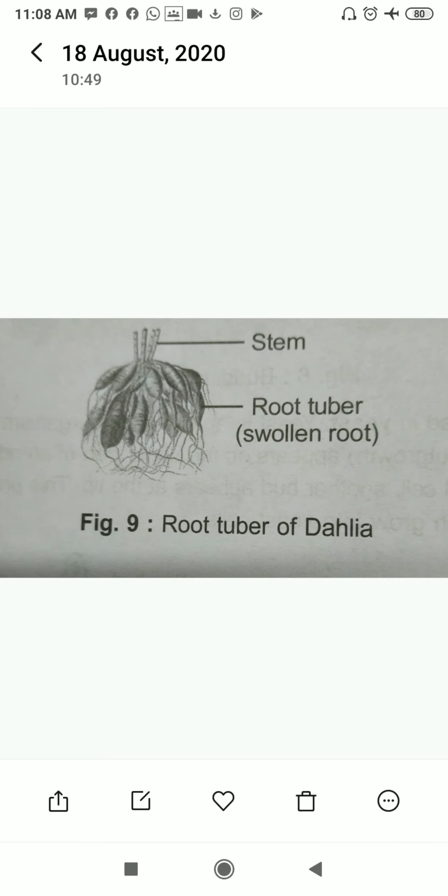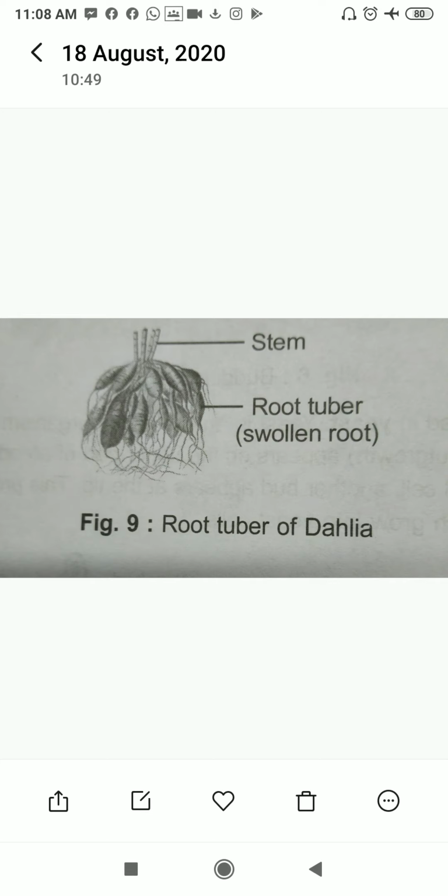As you can see here, it's a root tuber of dahlia. These root tubers are the swollen roots which develop from the roots. So this is how it takes place in many plants. Then next is by stems.